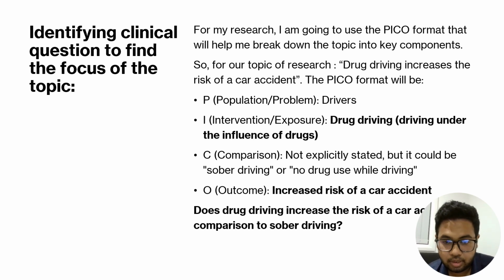So for my topic, drug driving increases the risk of a car accident. The PICO format will be: P for drivers who use drugs while driving. Intervention or exposure is drug driving, driving under the influence of drugs. C for comparison, which is not explicitly said, but it could be sober driving or no drug use while driving. O for outcome, which is increased risk of a car accident or not. So does drug driving increase the risk of a car accident in comparison to sober driving? We have to find that out.